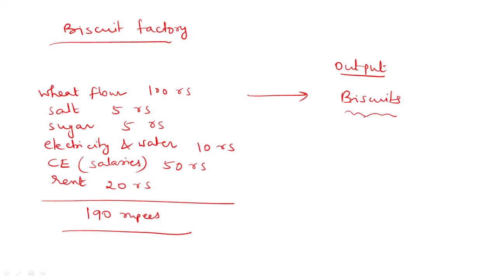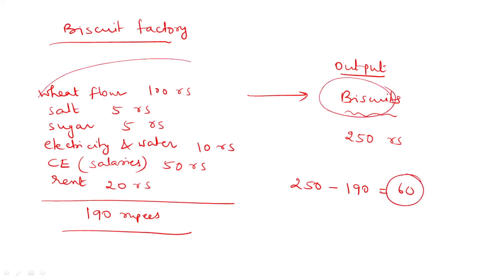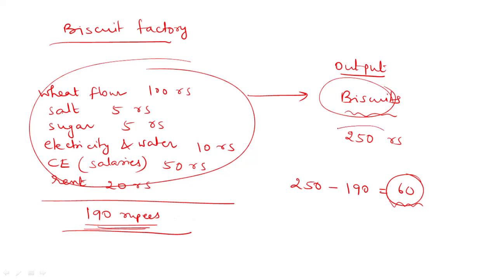Let's say the value of the final biscuits is 250 rupees. This means that we have added a value of 250 minus 190, that is 60 rupees, in this process. So in order to produce biscuits from all these inputs, we have added a value of 60 rupees to the 190 rupees of inputs to manufacture 250 rupees of biscuits. So 60 rupees is nothing but our value added. This is the general English term, or common man term, for value added.